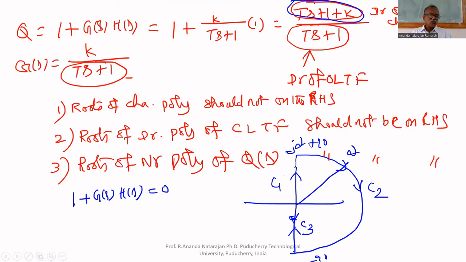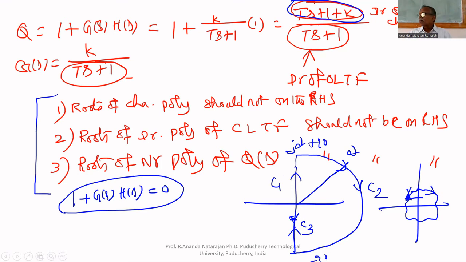With this contour, if any root is on the right hand side, it will encircle the origin once in the clockwise direction. We are doing mapping for Q of S, not the transfer function. That's why if it encircles in the clockwise direction once, one pole is on the right hand side, so it is unstable, because the contour is the entire right hand side plane. Suppose two poles are on the right hand side, it will encircle the origin twice in the clockwise direction.